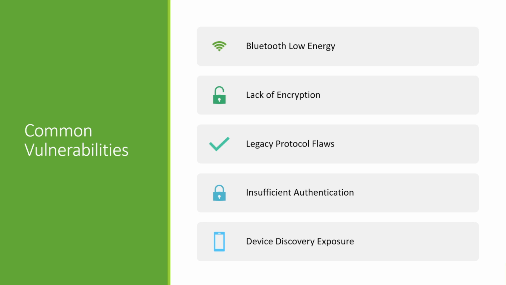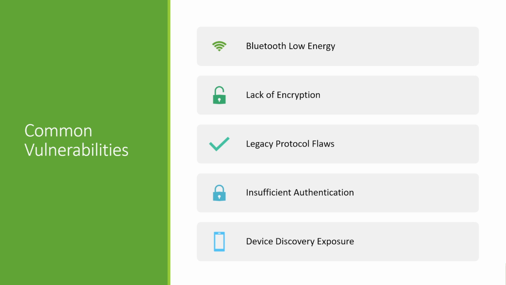Which brings us to lack of encryption. A lot of Bluetooth communication can be established without proper encryption, and so attackers can intercept and read the data being transmitted. This is normally man-in-the-middle or on-path attacks, and these allow attackers to eavesdrop or even manipulate communication between these two devices.